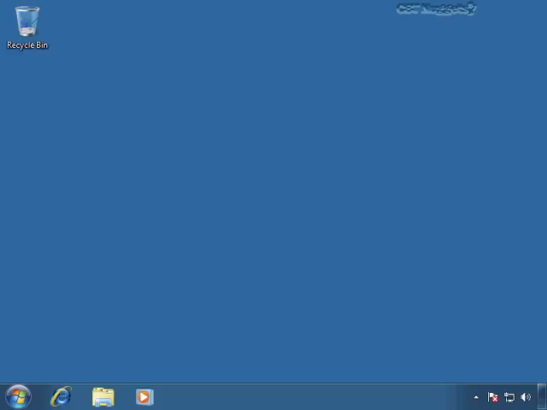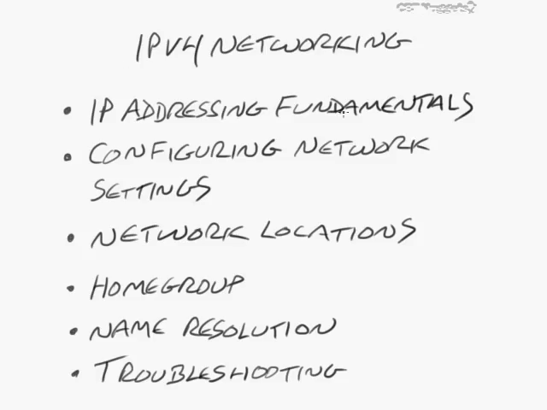IP version 4 networking. In this nugget, we take a look at IP version 4 networking, where we start off by taking a look at IP addressing fundamentals. It's important to understand how an IP address is comprised of the various bits that it's composed of. So we'll take a look at that and understand some things about subnetting and the like. Then we'll take a look at how to configure the appropriate network settings.